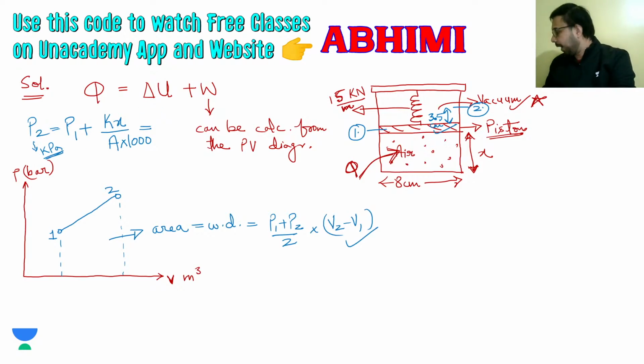So what is your final pressure coming? It will be K, which is given as 15 into 1000, and what is X? X is that it is further compressed by 0.035, divided by area, which is pi into 0.08 square, and 0.08 square, and then we have to divide this by 4.